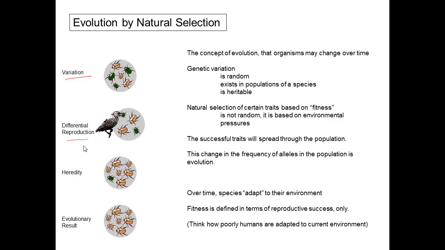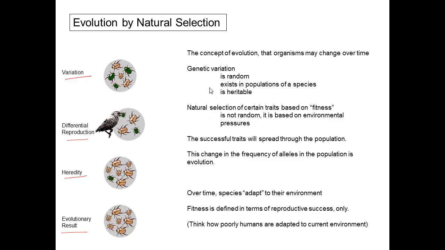There's then an example of a predator which has a preference for green beetles, meaning that brown beetles are able to reproduce better. When they do reproduce, they inherit the genes that were responsible for the brown color, and over time you have an evolutionary result where the green beetles have become extinct, at least in this local environment.